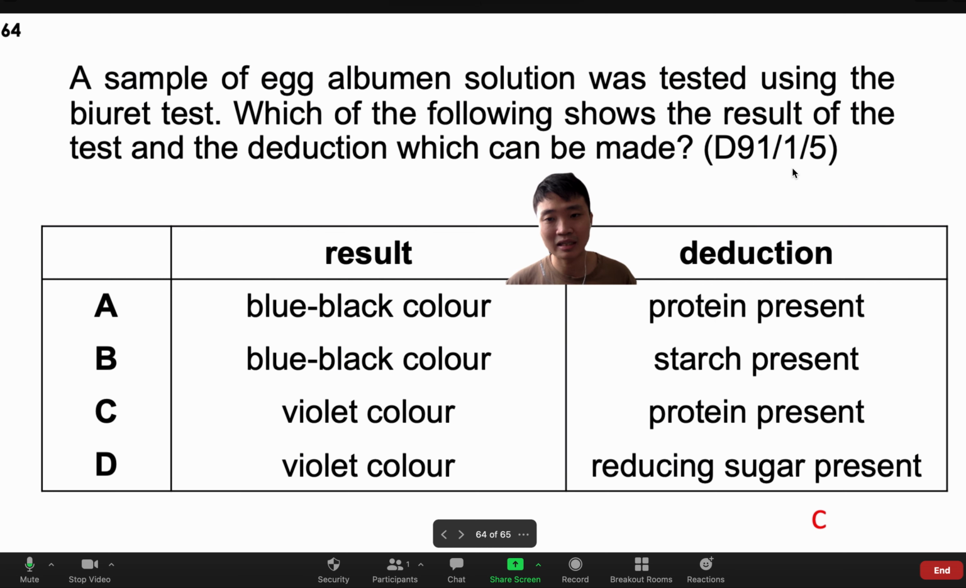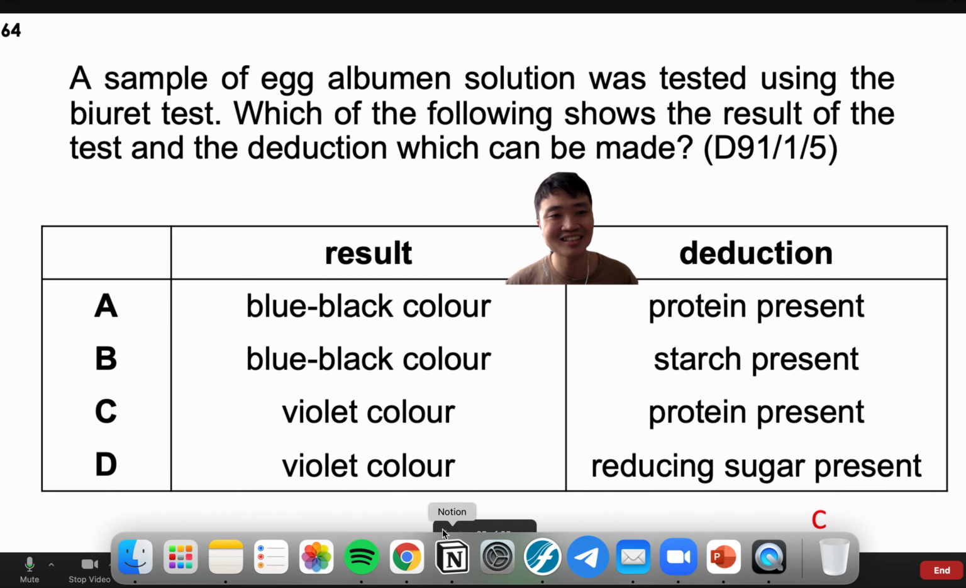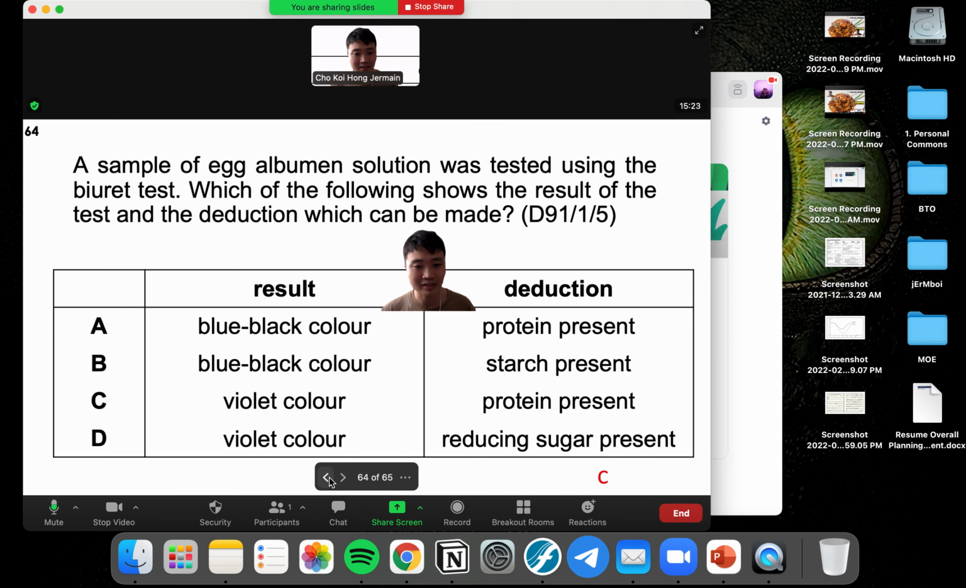Okay, this actually came out in 1991. For O levels in 1991. That's the year Mr. Cho was born. Oh no. Okay, wait. Alright.